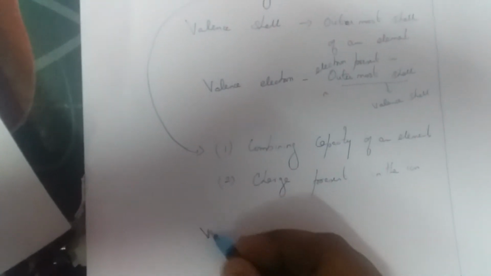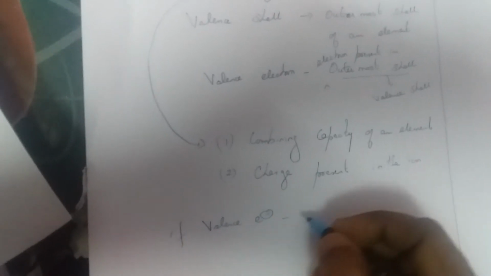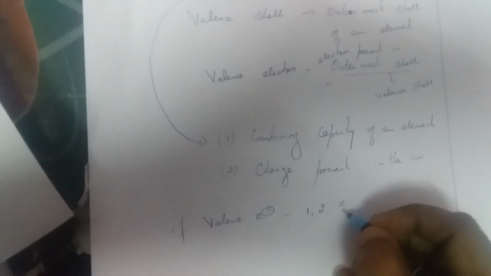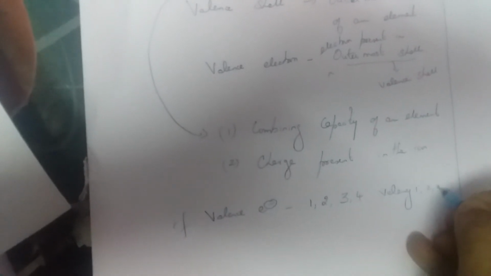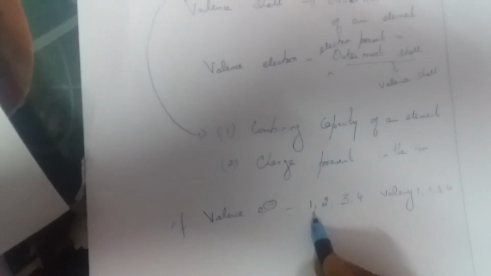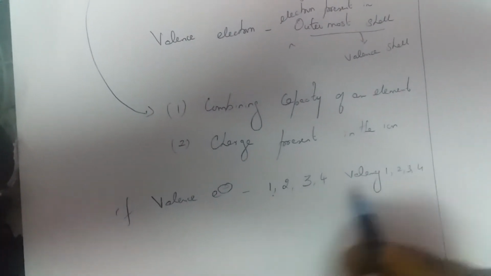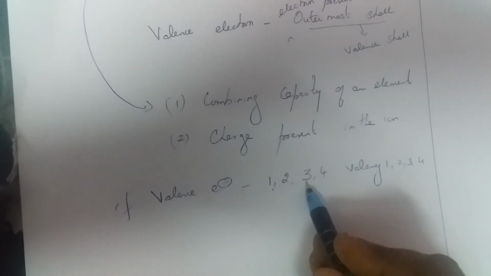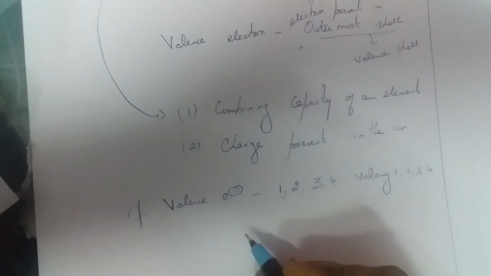Before that, one condition. If the valence electron has the value 1, 2, 3, 4, then the valence C is 1, 2, 3, 4. If the valence electron is 1, then the valence C is 1. If the valence electron is 2, the valence C is 2. If it is 3, the valence C is 3. If it is 4, the valence C is 4.